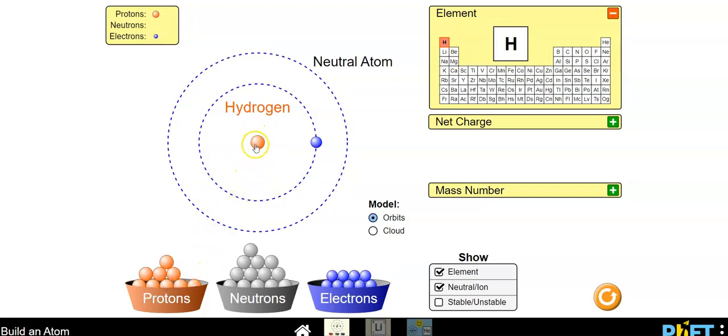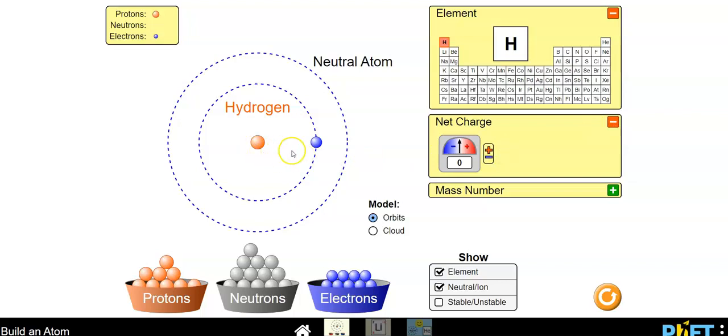It's got 1 proton in the center, and it's got 1 electron in its outer energy level. Notice I have 1 proton and 1 electron making a neutral atom, no charge. If I put together helium, the second element on the periodic table, atomic number 2, I have 2 protons. That means it gets 2 electrons, and you can see both of those electrons exist here in this first energy level outside of the nucleus of the atom.